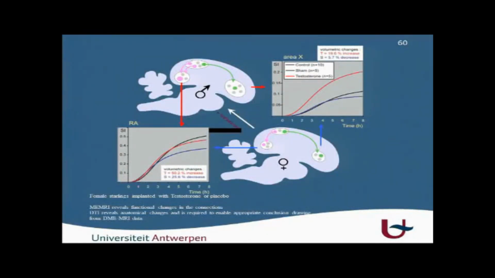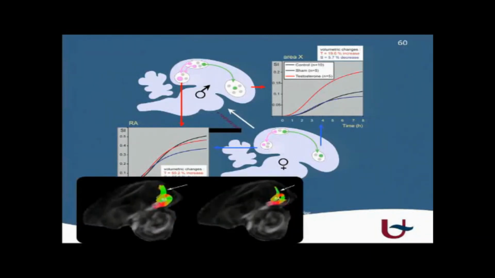where you treat females with testosterone, so you masculinize them. Let's look at this situation. The nucleus not only increases in volume by 50%, but also the uptake slope is changing, reflecting a change in the functional connectivity. And just to remember, these are the same circuits which we could study with DTI to see changes in the anatomical connection. The manganese is reflecting some functional connection which you can quantify and which is related to activity.